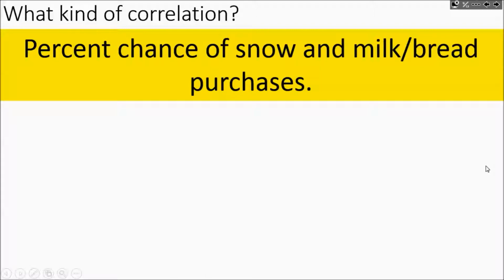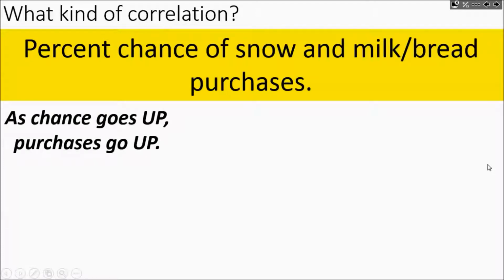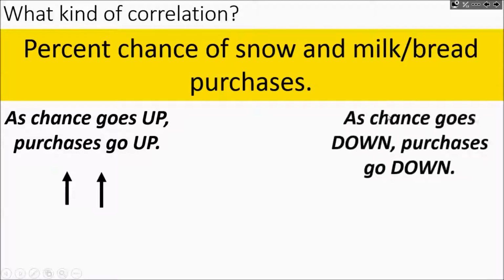The percent chance of snow and milk and bread purchases. Now, a lot of kids might not realize this, but when you're grown up and you hear that it's going to snow, you go to the store and you see it's really crowded because a lot of people are buying groceries if they get snowed in. And for some reason, everyone wants to always buy milk and bread. So, when there's a high chance of snow, a lot of people go buy milk and bread. So as the percent chance of snow goes up, purchases go up. They both go up. Also, if there's less chance of snow, people don't buy as much bread and milk.